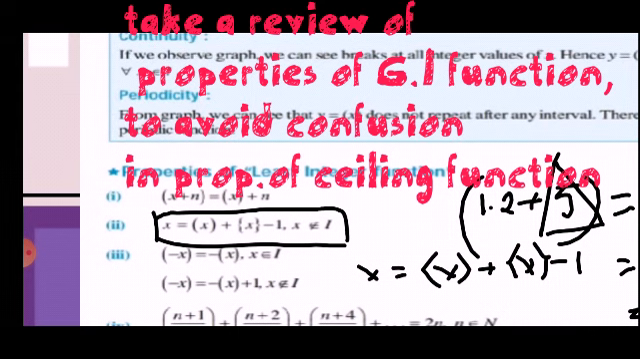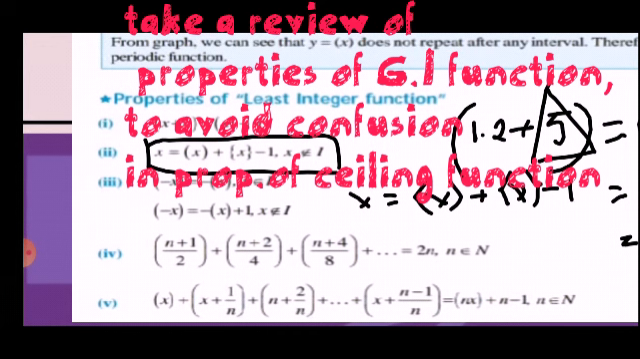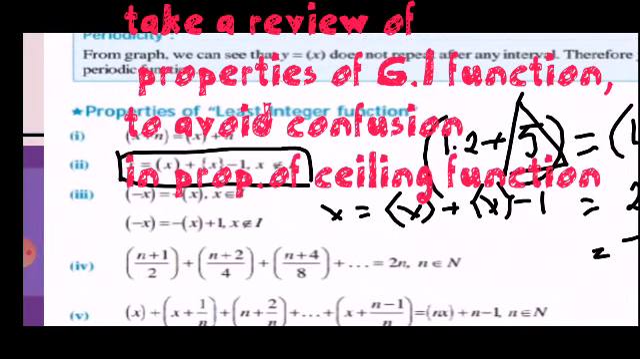Fine. So what do we say? Come to the point. Minus x ceiling is minus of ceiling of x, or minus x of ceiling, that is minus ceiling of x plus 1 if x is not equal to an integer. If x is equal to an integer, then it's okay. Fine. I'm talking about this part. Minus x is equal to minus ceiling of x plus 1.